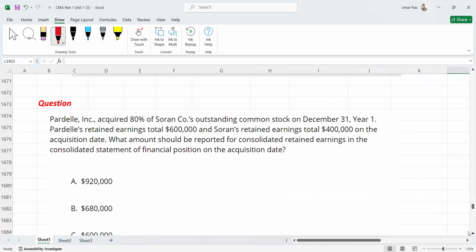So if you will read the requirement first, they're saying what amount should be reported for consolidated retained earning. This is the requirement. We have to calculate consolidated retained earning in the consolidated statement of financial position on the acquisition date. This is really important because we have to know retained earning on the acquisition date, not at the reporting date.